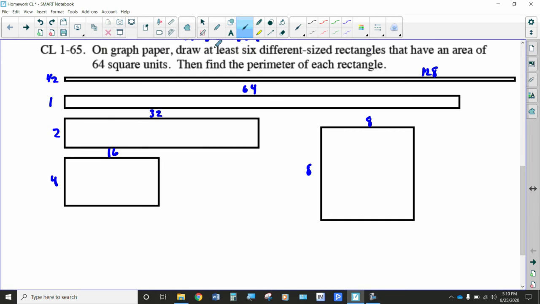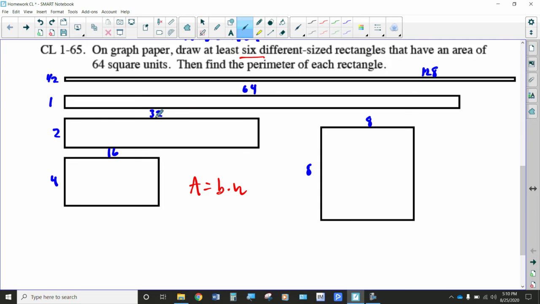Okay, on graph paper, draw at least 6 different sized rectangles that have an area of 64 units. Okay, so remember, the area is going to be equal to the base times the height. So what 2 numbers can you multiply together to give you 64? Those would be the dimensions of your rectangles. Now, I'm totally cool with the fact maybe you did 5 or 4 of them. I think I only did 5. 1, 2, 3, 4, 5. 6 just seems a little ridiculous.